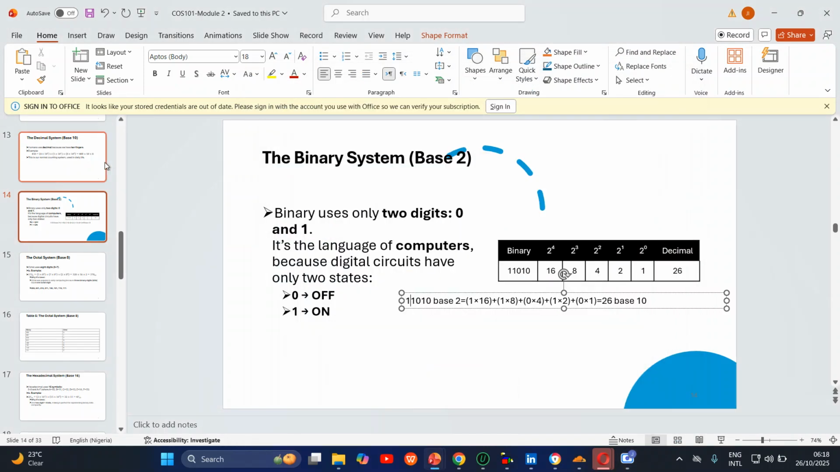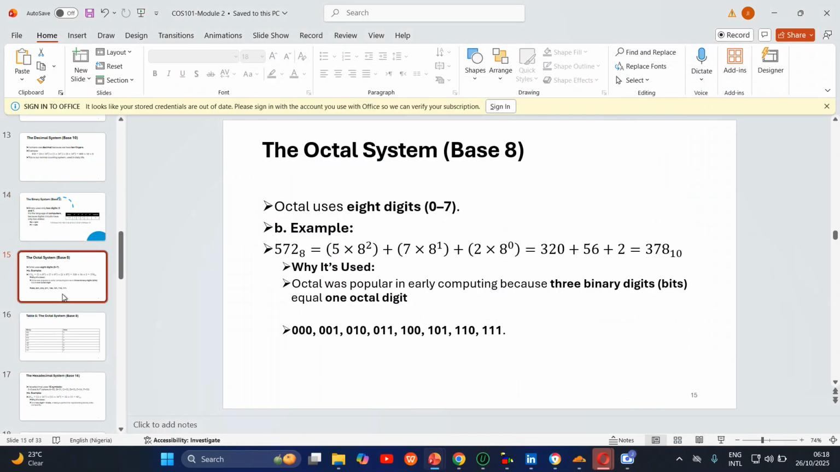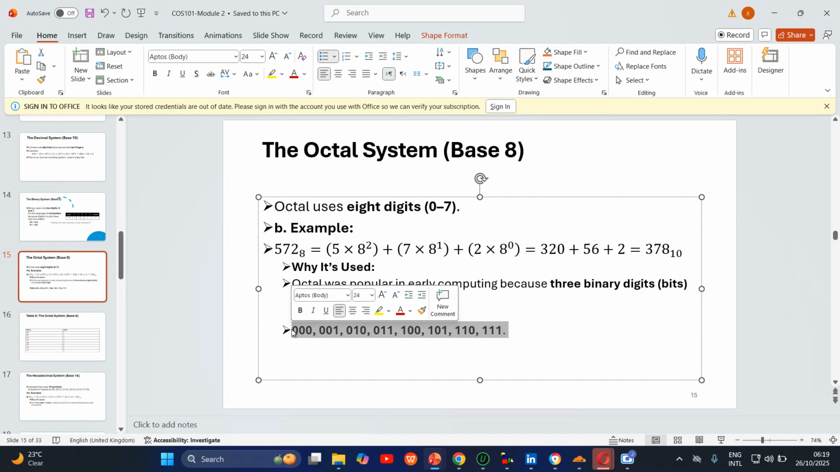Okay, welcome to this. Here we're going to be looking at the octal system, which is base 8. So how does octal work? You can see here. Let me just move this.